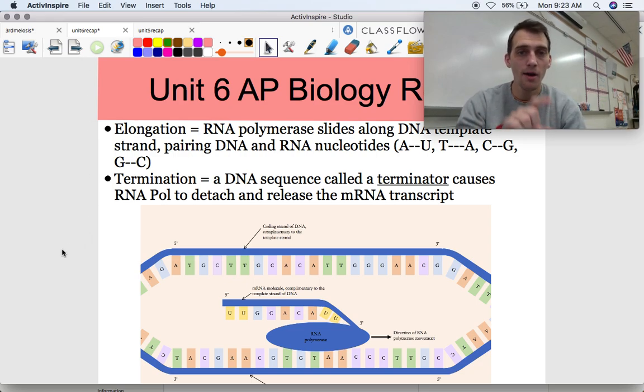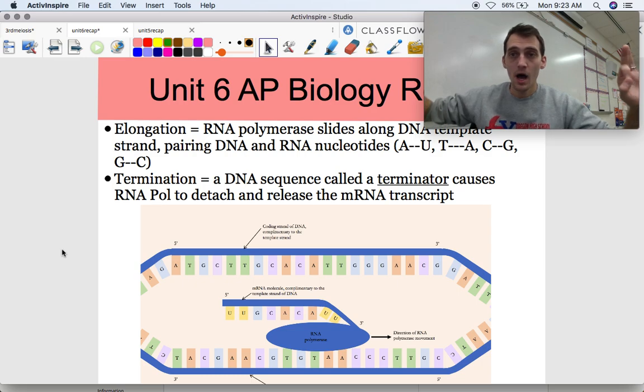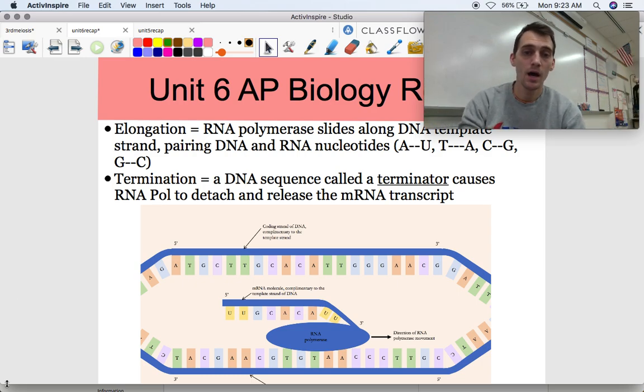Elongation, step 2, RNA polymerase slides along the DNA template, kind of like DNA polymerase, okay? Slides along the DNA template strand, pairing DNA and RNA nucleotides. For every A, it adds a U. For every T, it adds an A. For every C, it adds a G. And every G, it adds a C. Same as before, except with the U, right? So it creates this mRNA strand, one strand that we call the primary transcript.